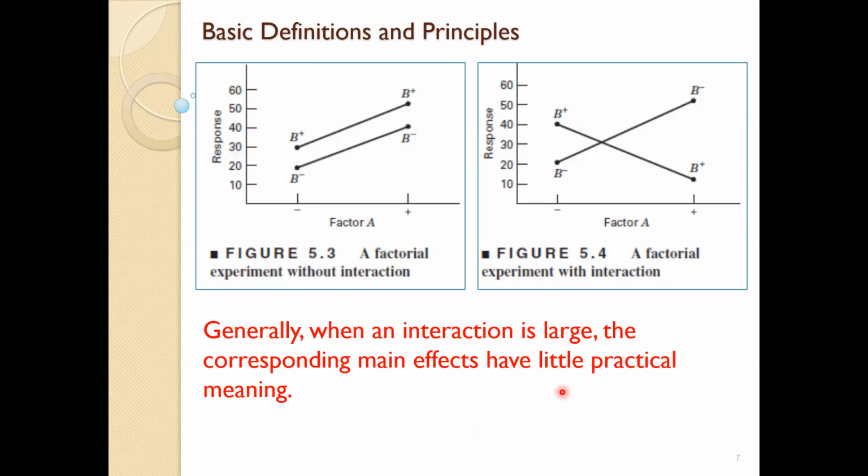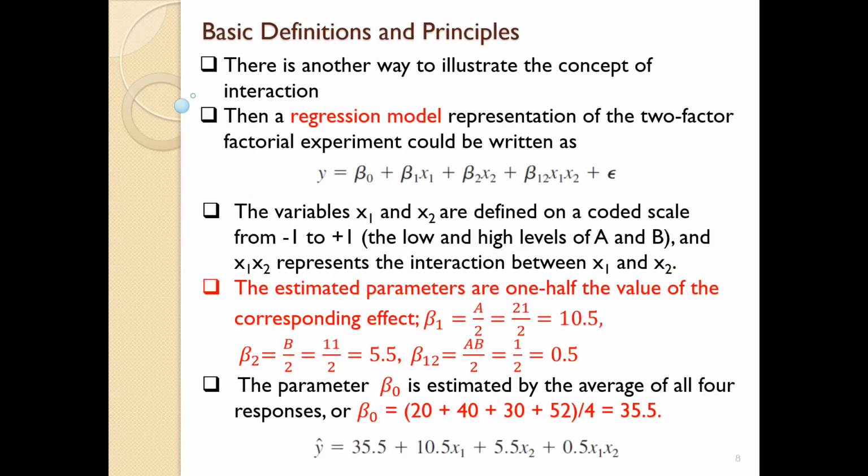For example, if we have no interaction, because the lines do not cross, the left-hand side is no interaction, only A and B. But for the right-hand side, we have some interaction. We have factor A, factor B, and also the interaction between A and B. When you model, we have x1, x2 in the model. Like I told you, for this case, we can model the equation as y equals beta 0 plus beta 1 x1, beta 2 x2, beta 12 x1 x2.